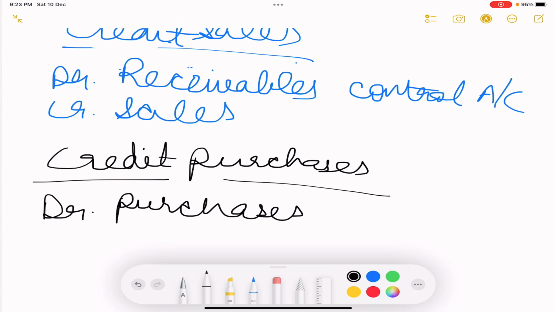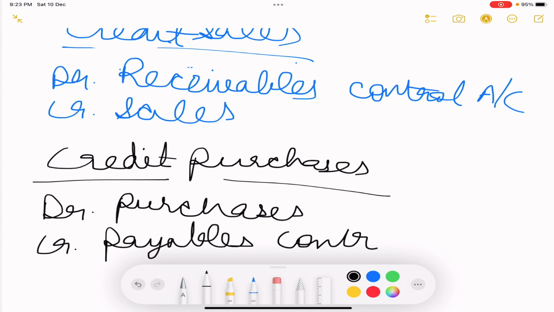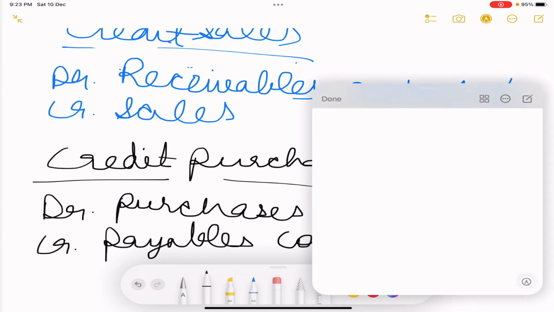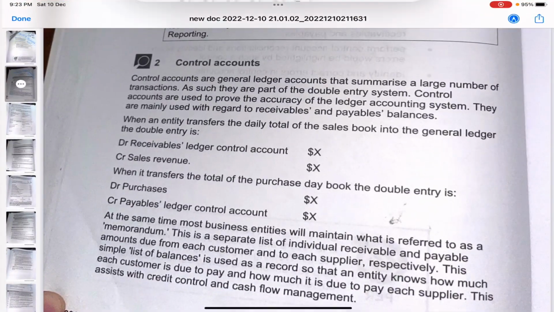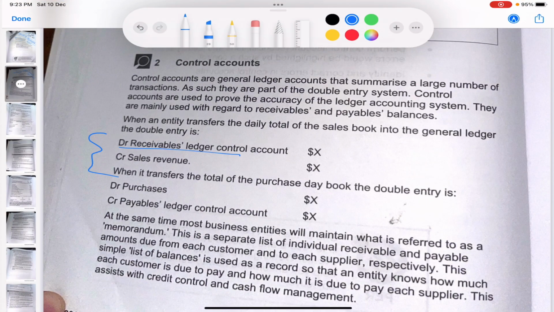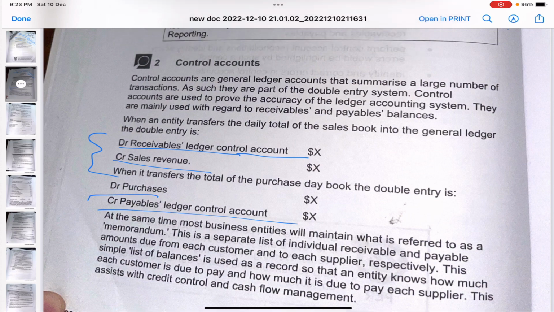So now we are doing the control account. It would be credit payables control account, or payables control ledger account. Okay, so these are the journal entries. That is what they are discussing. Receivables ledger account debit, credit sales. That's what we've discussed. Purchases debit and payables credit.